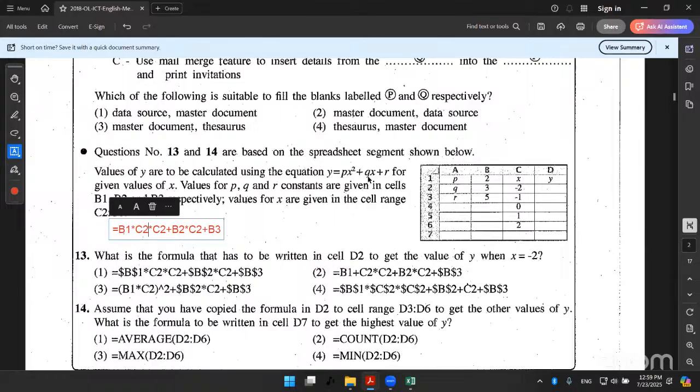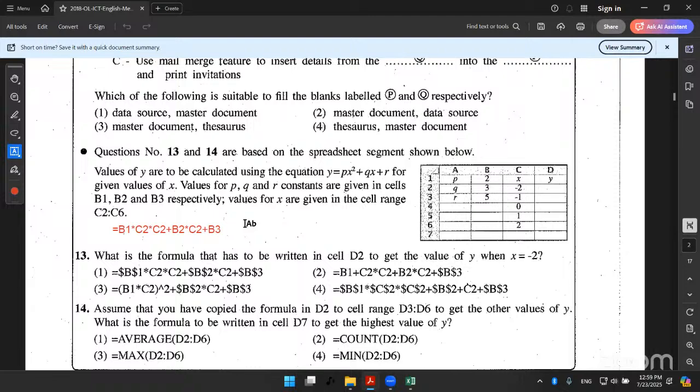Then plus Q, which means B2. B2 is the Q. And x means again C2. And finally we are going to add R. R means B3. Is this okay? Just tell me.